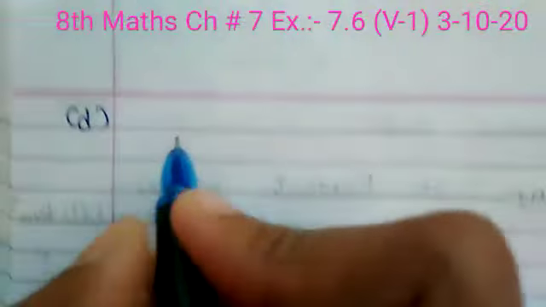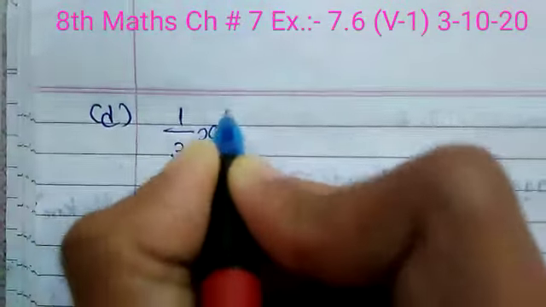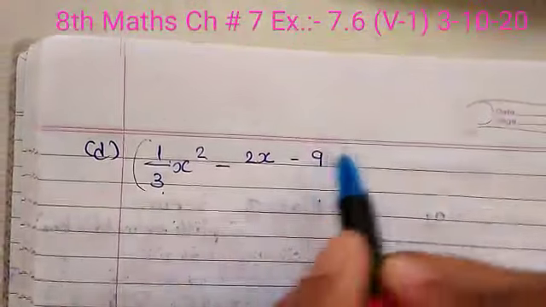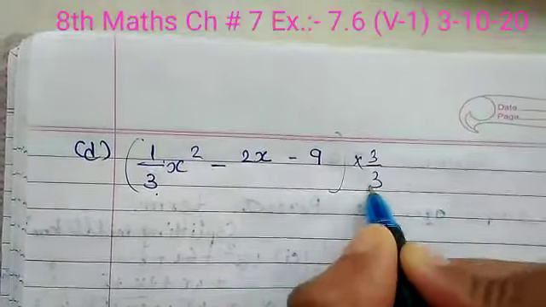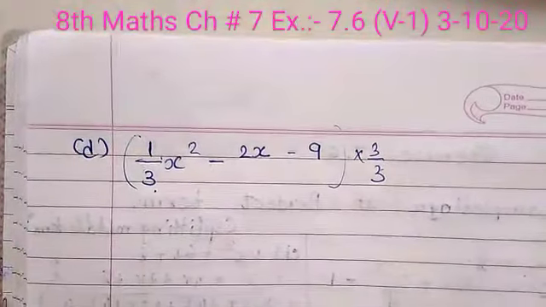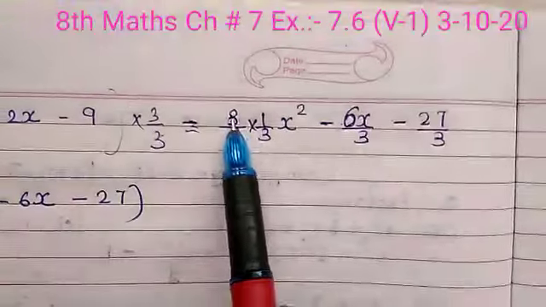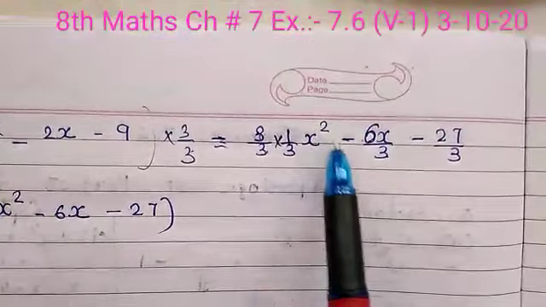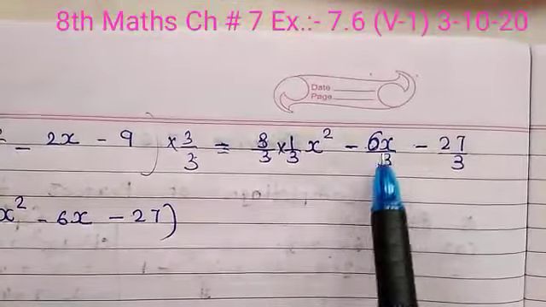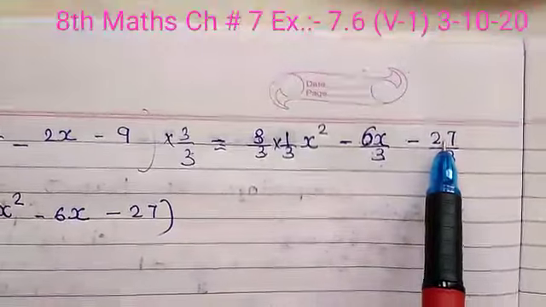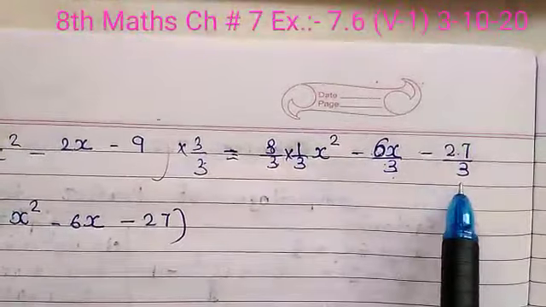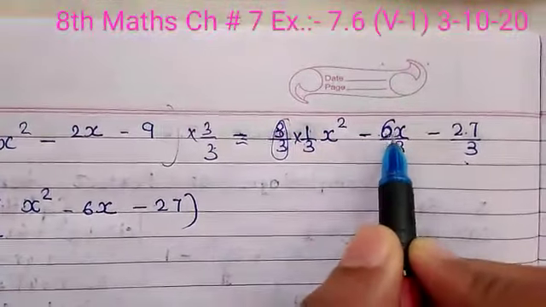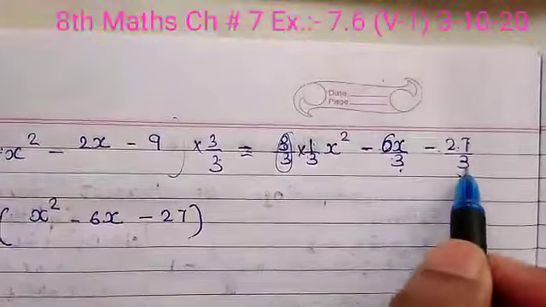Now part D, number 1 upon 3 x square. Now students, here 1 upon 3 is there. So what you will do, here we multiply and divide by 3 to get 3 as a common. So here 3 and 3 will be cancelled out, right? But 1 upon 3 is there. x square minus 3 multiplied. So 3 twos are 6x upon 3. And again also multiply by 3. So 9 threes are 27 upon 3. So this is cancelled out. So remaining is 1/3 x square minus 6x upon 3 minus 27 upon 3.